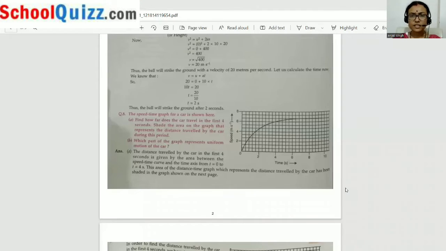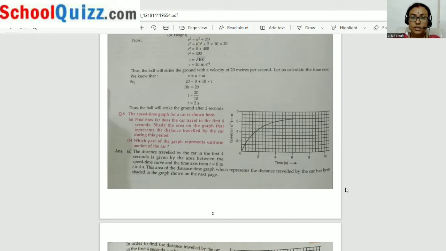Now, when you see question number 8, what is it saying? The speed-time graph for a car is shown here. So let's see the graph. You can see this is a graph of speed versus time, with speed from 0 to 8 meters per second and time from 0 to 10 seconds. The first part is: find how far the car travels in the first 4 seconds.